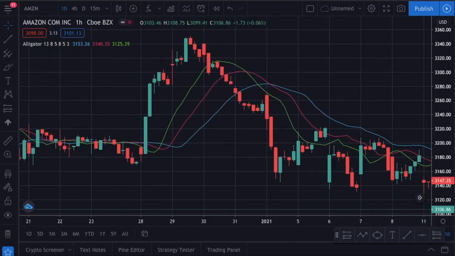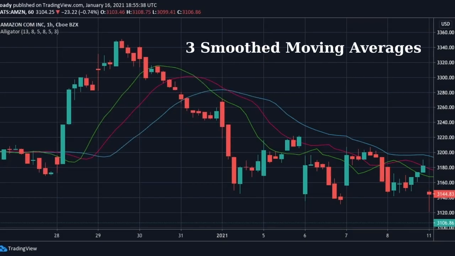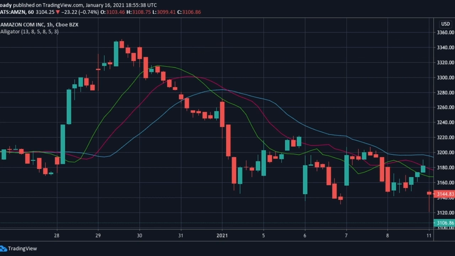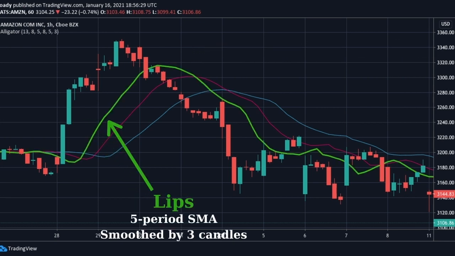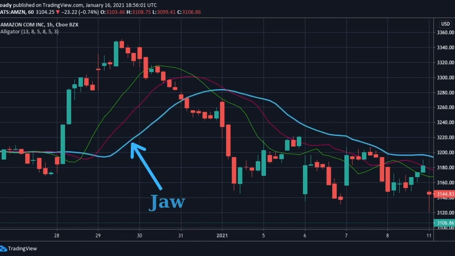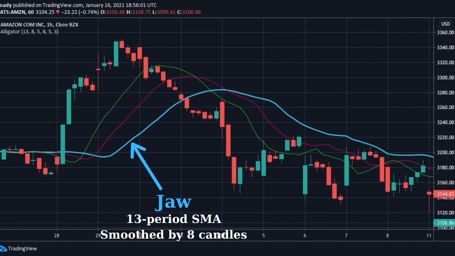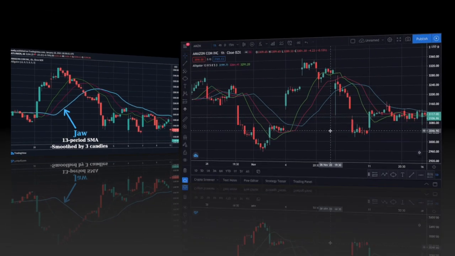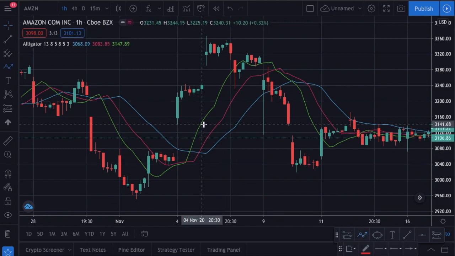As you can see, Williams Alligator has three colorful lines. These lines are smoothed moving averages. Each of the lines has its own name. The green line is called the lips, and it is the 5-period simple moving average smoothed by 3 bars. The second pink line is called the teeth, which is the 8-period SMA smoothed by 5 bars on a subsequent value. And last, we have the blue line, which is called the jaw, and it is the 13-period moving average smoothed by 8 bars. So if you are a new trader, you can really benefit from the Williams Alligator Indicator.